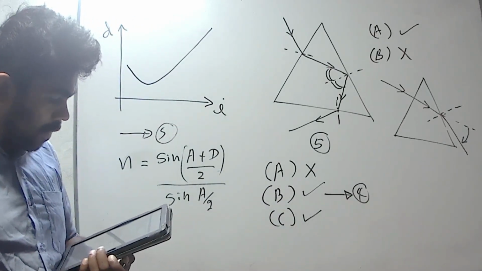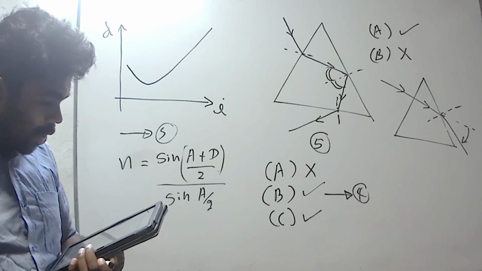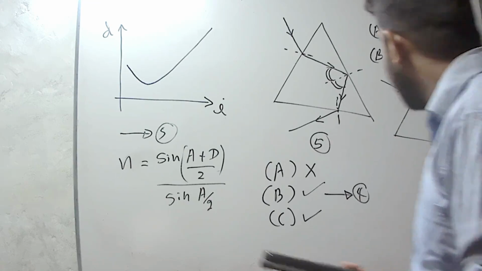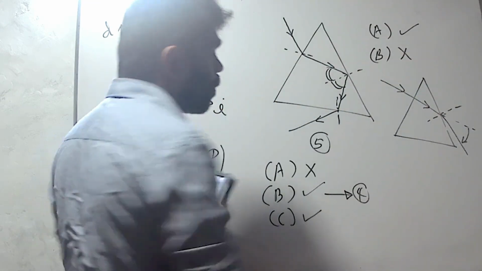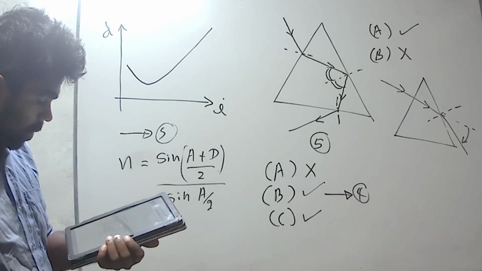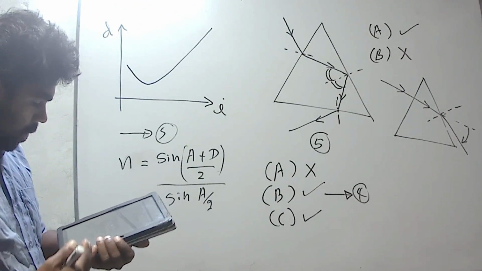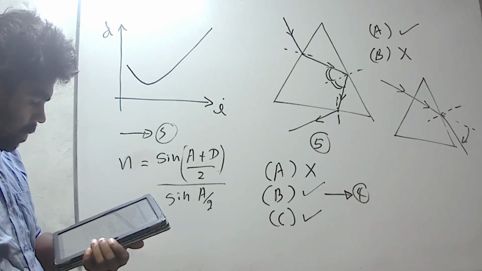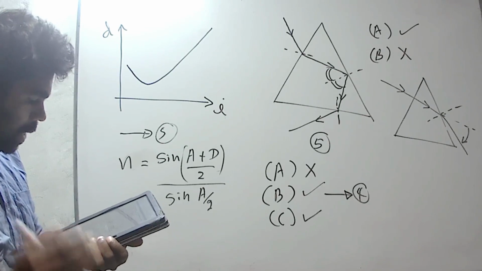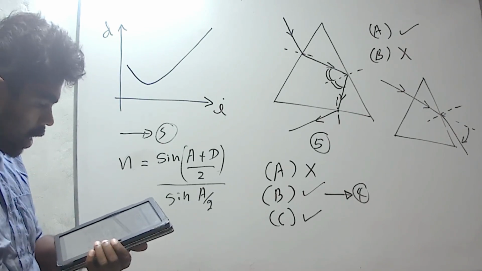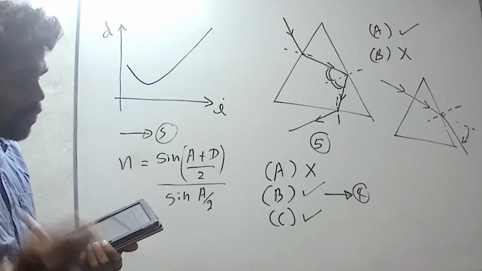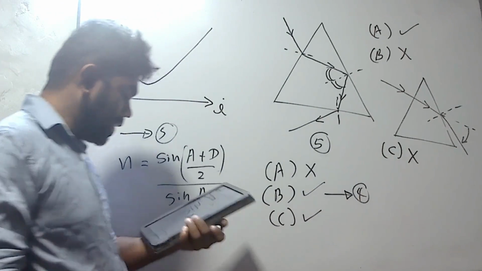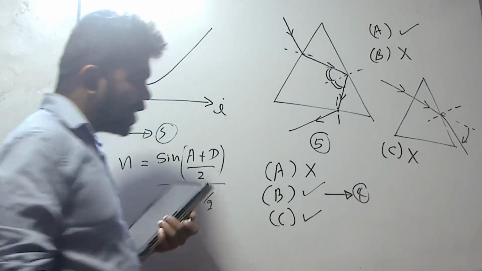C, for a given value of I, D does not depend on A. We have not studied a point like that. Always, minimum deviation, capital D means minimum deviation. Minimum deviation is depending on prism angle and refractive index. Therefore, C is incorrect. Then only A is correct. Answer is 1.